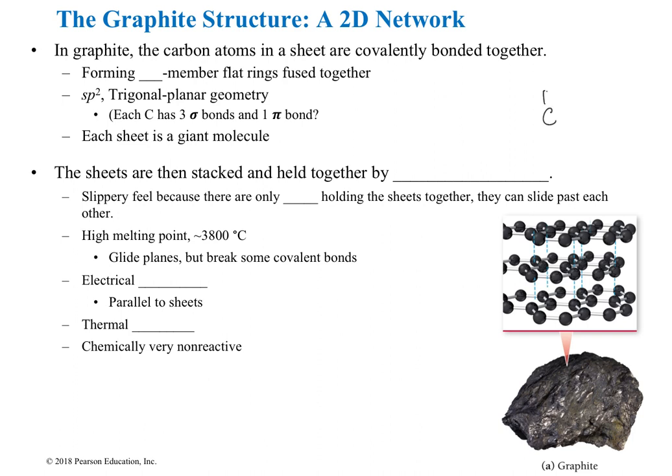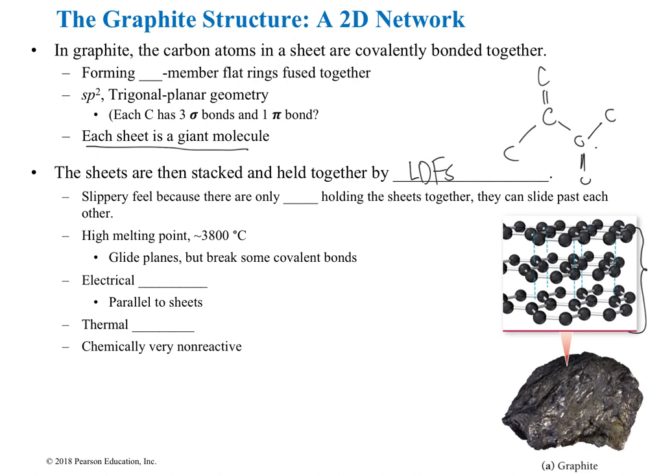So each carbon kind of looks like this, bonded to another carbon, and then has another sp2. So we end up getting this trigonal planar geometry, and each sheet is just one giant molecule. And then each of the sheets are stacked together like this, like you can see here, and they're held together by London dispersion forces.